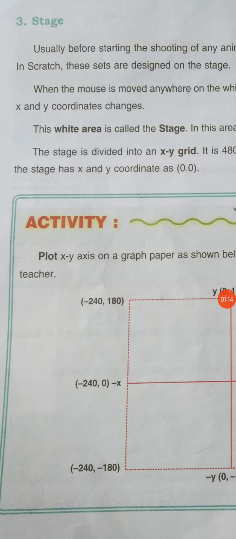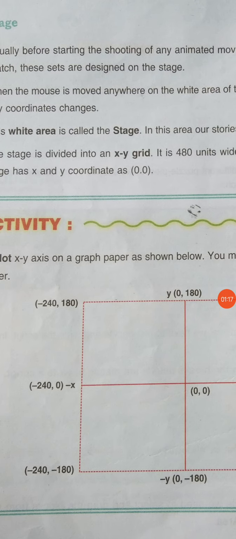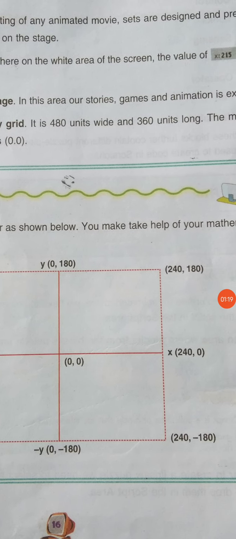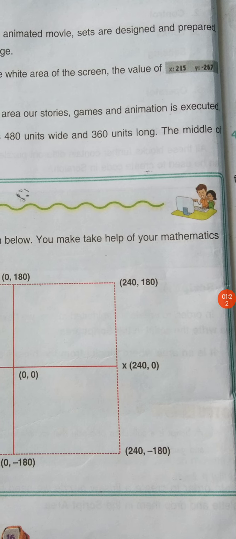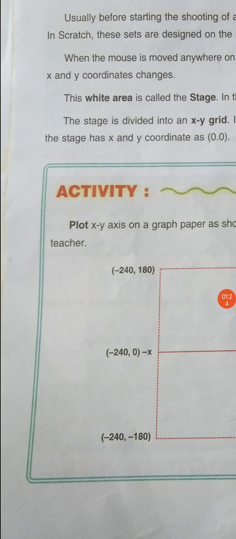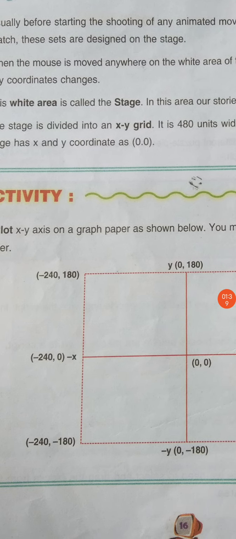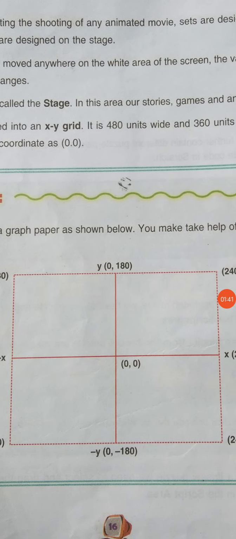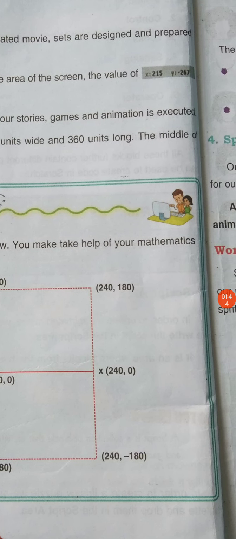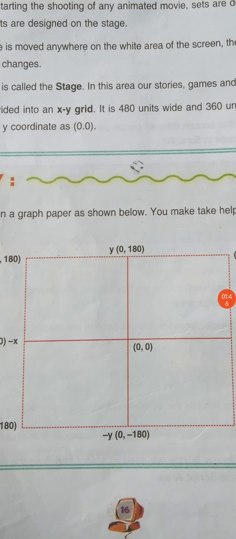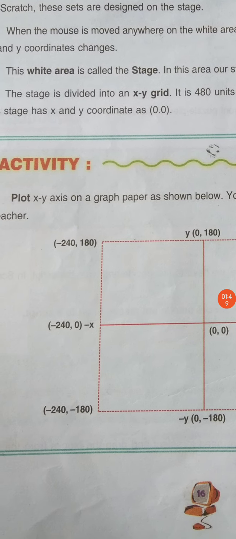As I am showing you, when the mouse is moved anywhere on the white area of the screen, the values of the x and y coordinates change. When the mouse moves from one place to another, the coordinates change. So this white area is called the stage. In this area, our stories, games and animations are executed. Whatever we have designed is executed on the stage.